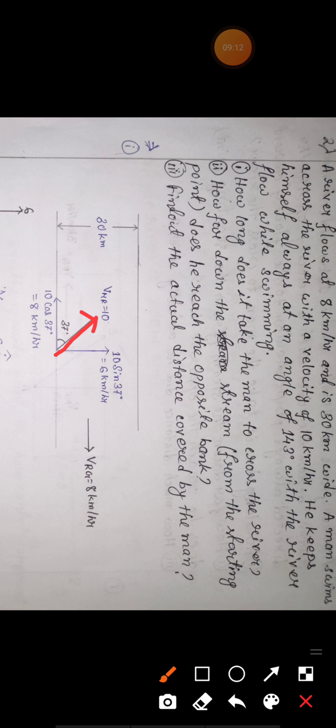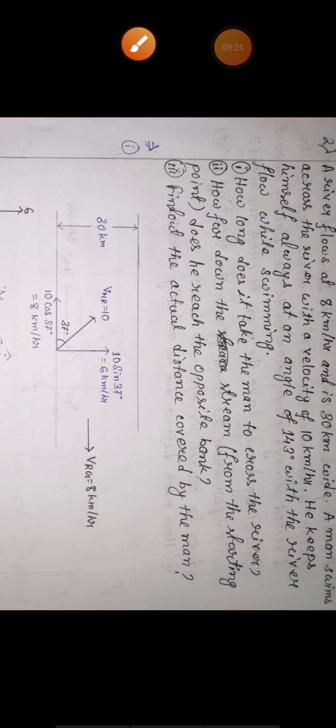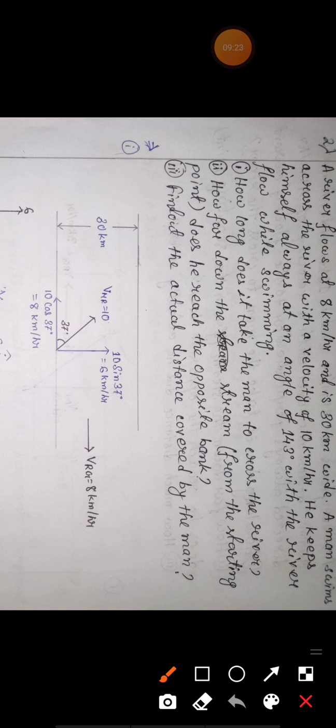So if this is 10, this will be 10 cos theta and this is 10 sin theta. Okay, 10 cos 37 degree and 10 sin 37 degree. So I hope you remember this 37 degree angle triangle. Its hypotenuse was 5, perpendicular was 3 and base was 4.